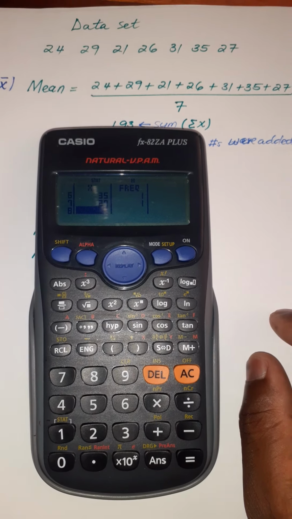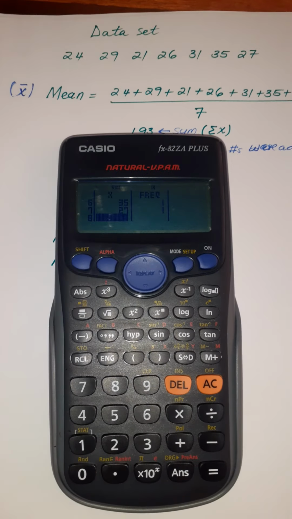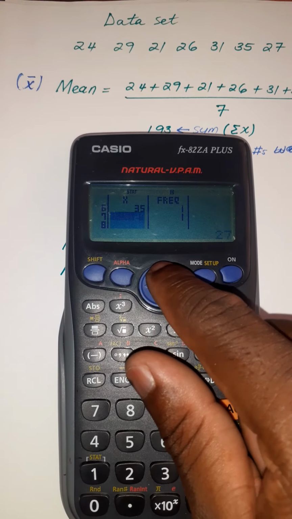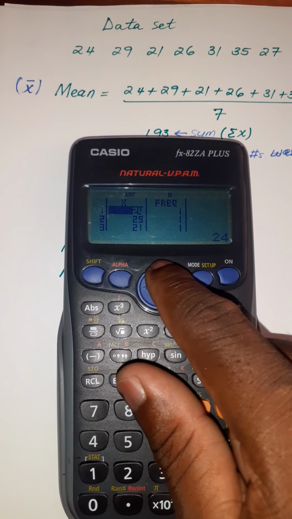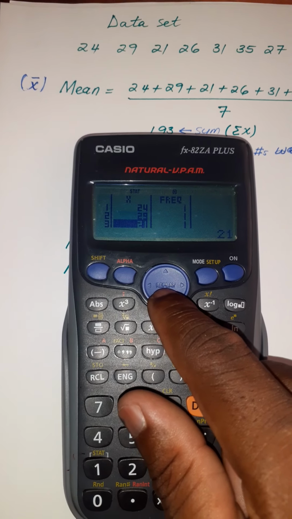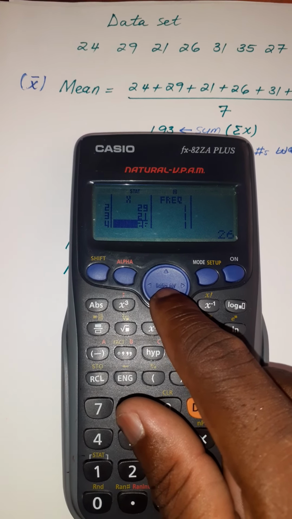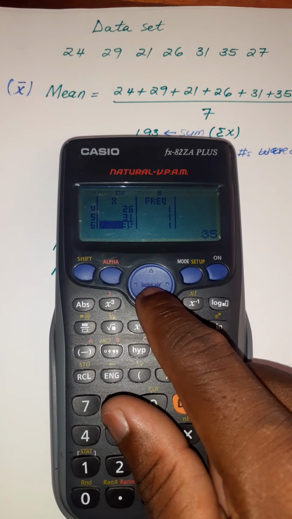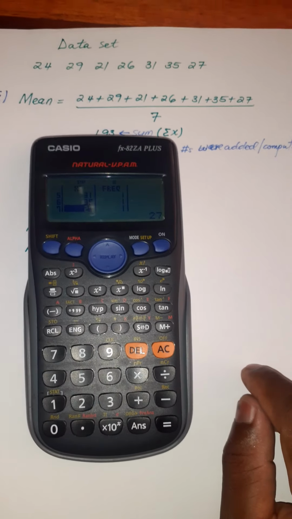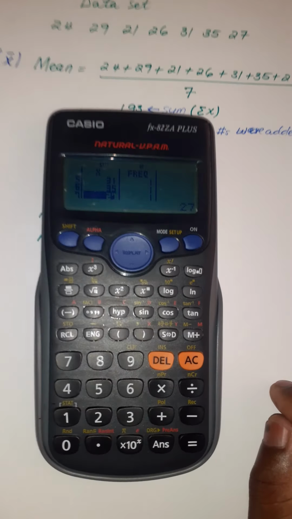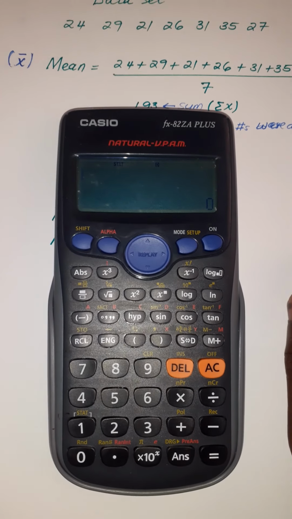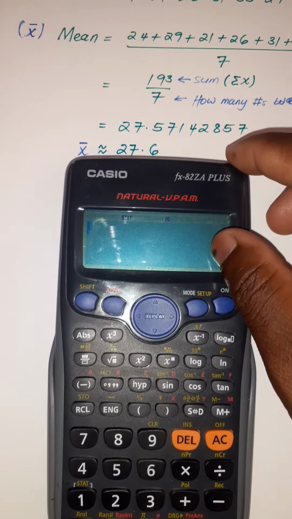Now let's quickly verify what we can see here. Let's go where we started. We have 24, which is the first number, and then we have 29, we have 21, we have 26, we have 31, and then we have 35, and then we have 27. So once we have that data in the calculator, we can now press our AC. Now we can start getting what we want.